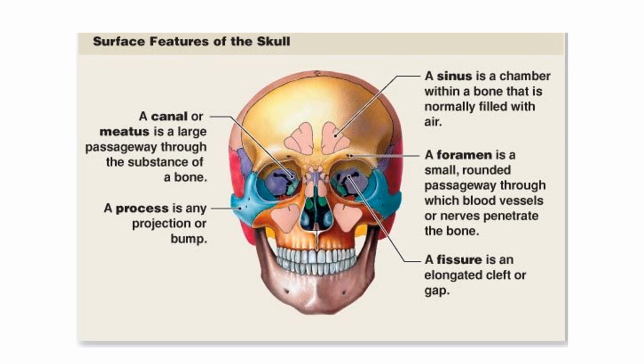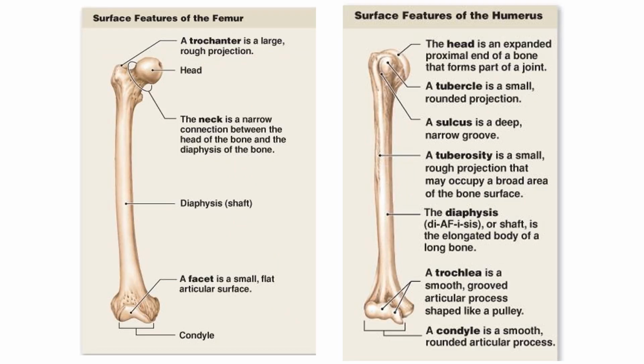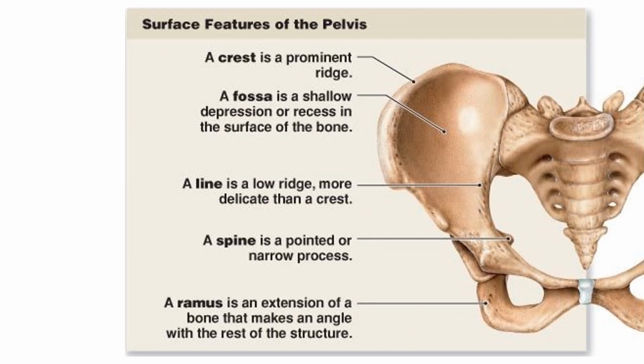So these are additional definitions for the surface features of the skull. You have a canal or a meatus, processes, sinuses, foramina, and fissures. These are the surface features of the femur. You have the trochanter, the neck, and the facets. You have the head, the tubercle, what a sulcus looks like, tuberosity, diaphysis, a trochlea, and a condyle. And for the pelvis, you have the crest, the fossa, a line, a spine, or a ramus.